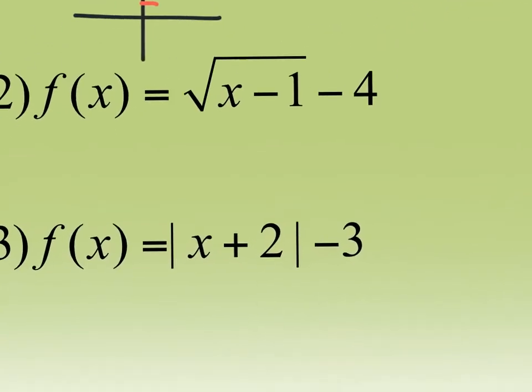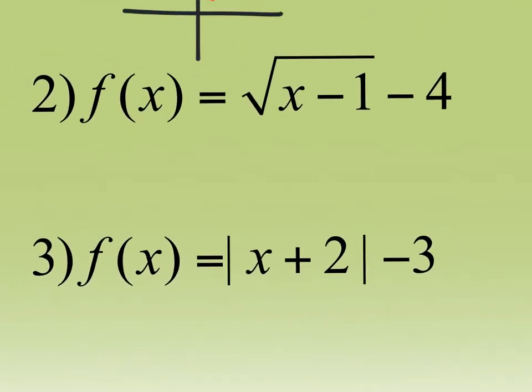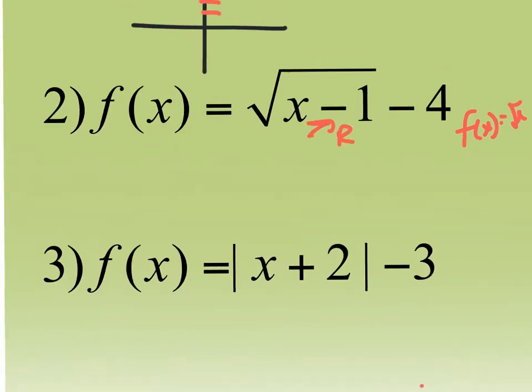Okay, so 2, parent function, f of x equals the square root of x. The shift inside the function does what? It goes 1 to the right. Good, right 1, and then the minus 4 would be? Down 4. I'm going right 1, down 4. Square root points up and right. Domain on this one is 1 to positive infinity with a bracket on the 1. And range is negative 4 to positive infinity with a bracket on the negative 4.